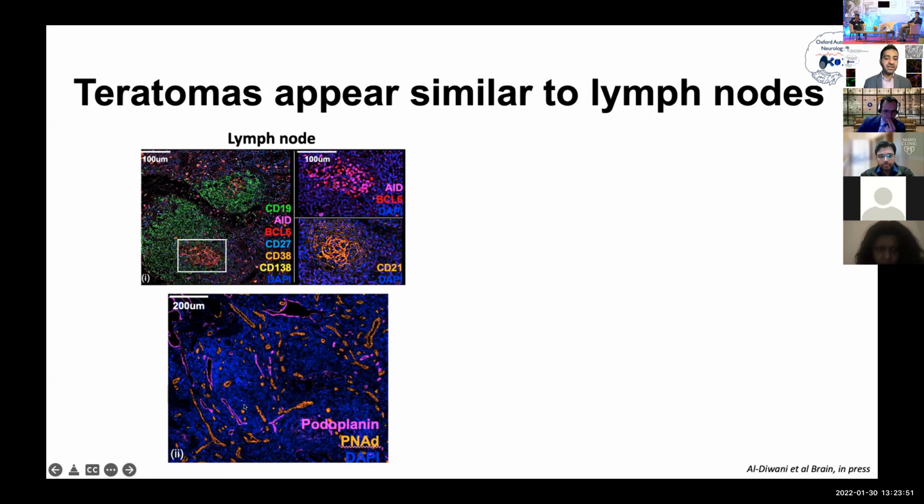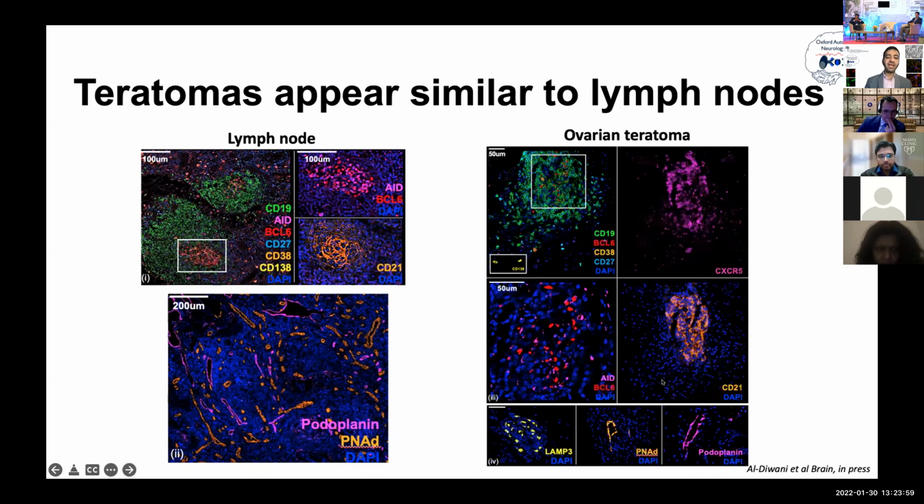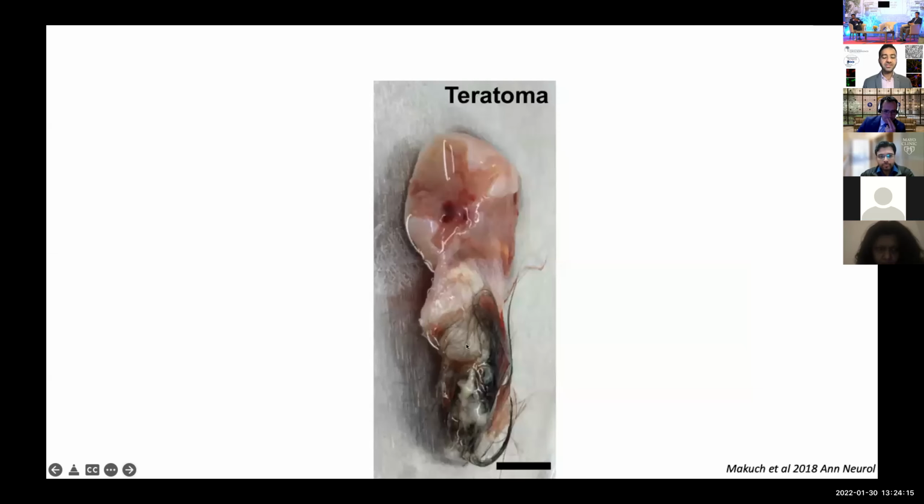So this is a classic lymph node architecture, but it is from a lymph node, whereas this one is from a teratoma, and it looks remarkably similar. You get B cell aggregates, you've got AID, BCL6, CD21, podoplanin, PNAD, it's all there. In my view, these are germinal centers, and these are essentially tertiary lymphoid organs. So the real question is, does the teratoma harbor NMDA reactive B cells? Is it actually the seat of this immunization as a germinal center?